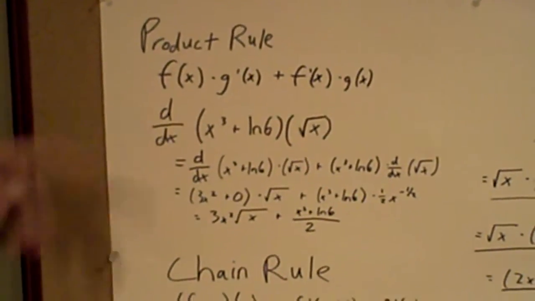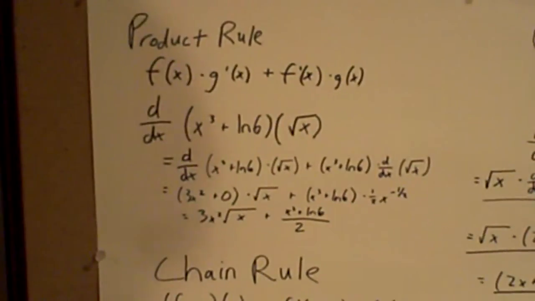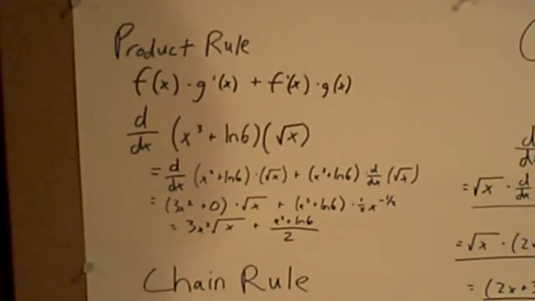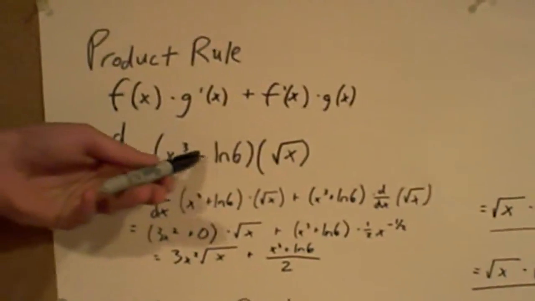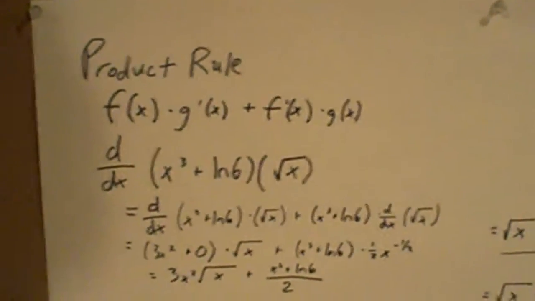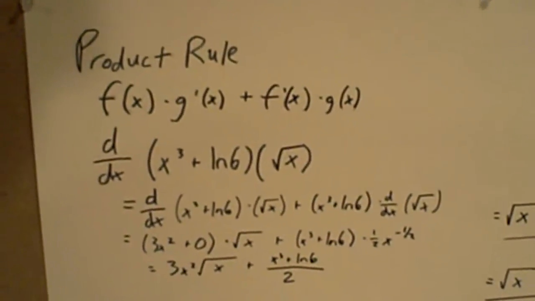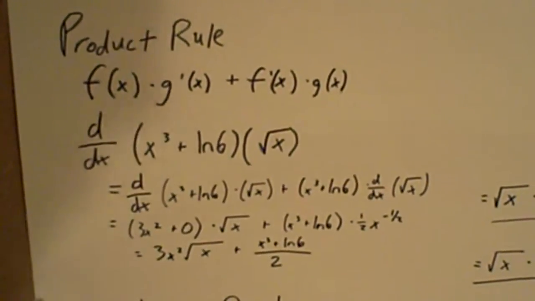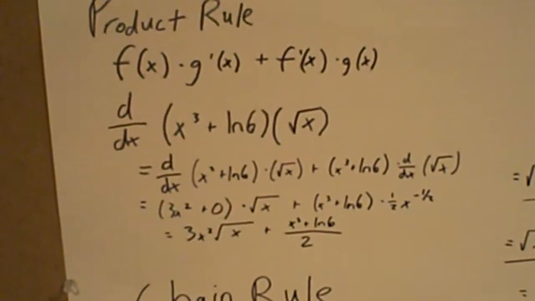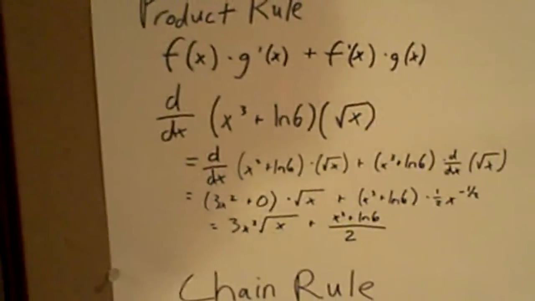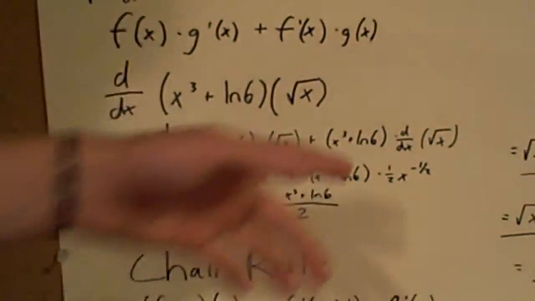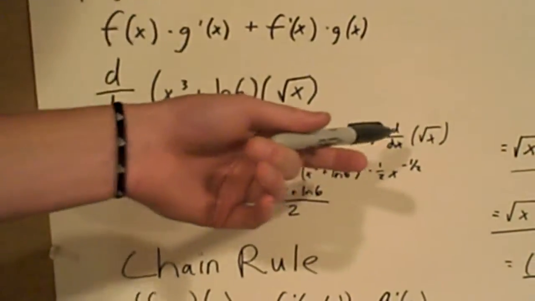So for the product rule, you take f of x, you multiply it by g prime of x, and then you add f prime of x and multiply it by g of x. So when taking the derivative of x cubed plus the natural log of 6 times the square root of x, let's call x cubed plus the natural log of 6 f of x, and let's call square root of x g of x. Okay, so we take the derivative of x cubed plus the natural log of 6, you multiply it by the square root of x, and of course you add x cubed plus the natural log of 6, and you multiply it by the derivative of square root of x.